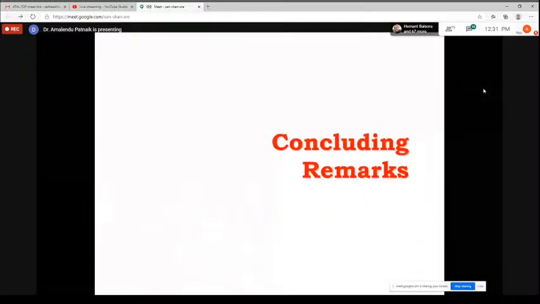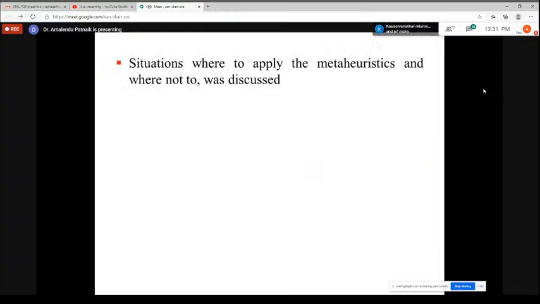Okay, so let me give you the concluding remarks of today's talk. What are the things we have discussed? We started with the meta-heuristic techniques, their capabilities, the type of problems that can be solved using the meta-heuristic techniques, and where to apply the meta-heuristics, where not, that we have discussed.